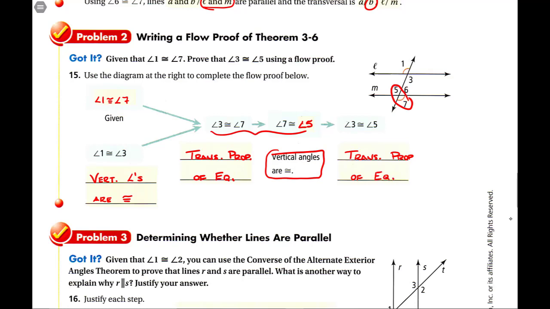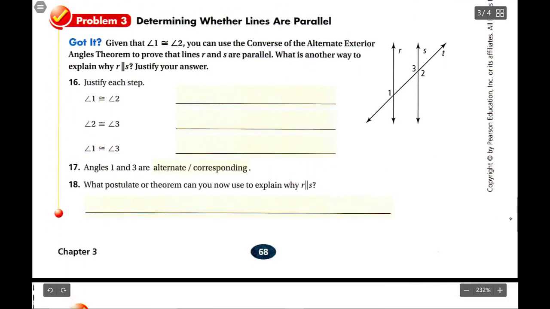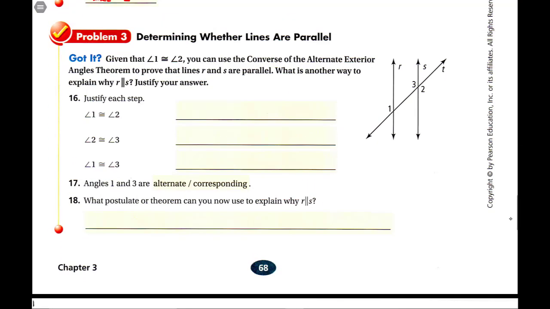All right, and problem number 3, determining whether lines are parallel. Given that angle 1 is congruent to angle 2, we can use the converse of the alternate exterior angles theorem to prove that lines R and S are parallel. What's another way to explain why R is parallel to S? So we're going to justify each of the steps that we're already given. We're looking at justifying that angle 1 is congruent to angle 2. And any good proof should always start out with what is given.